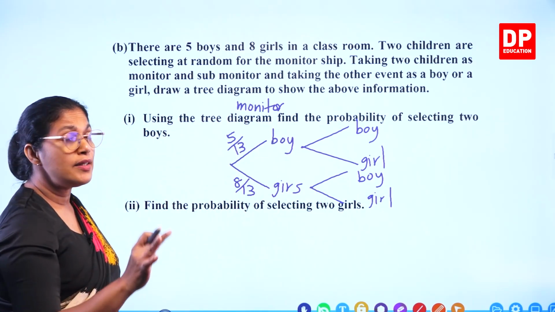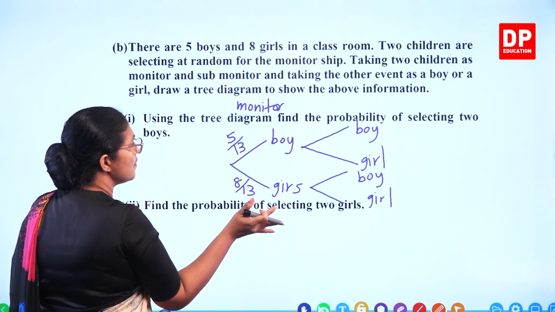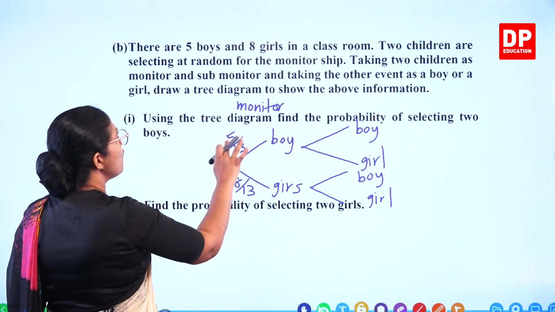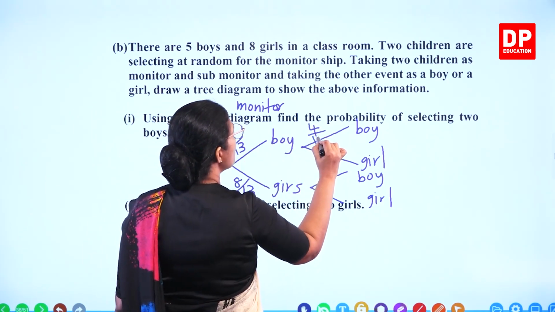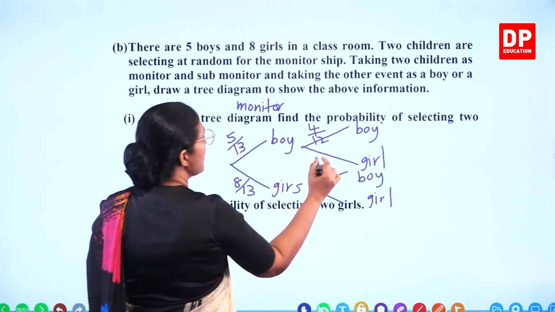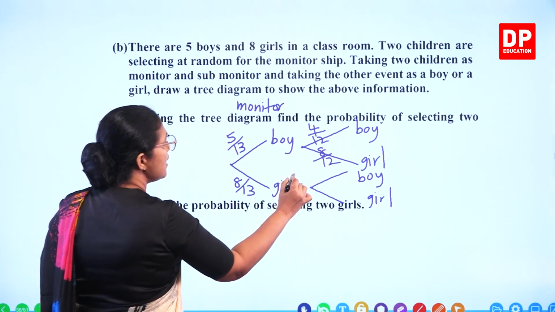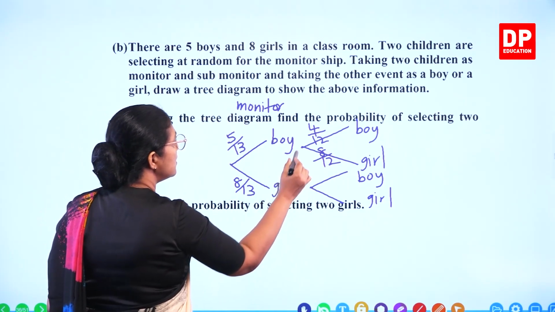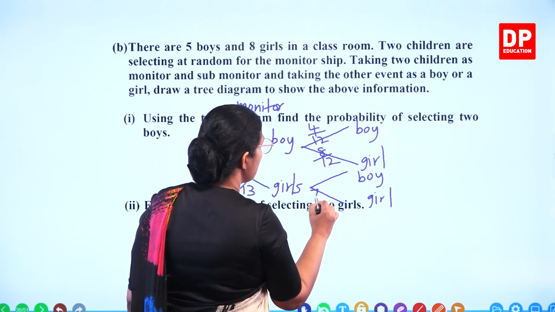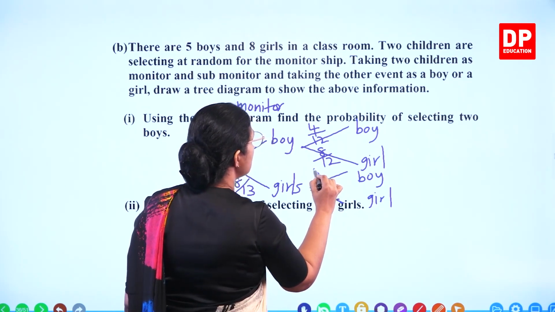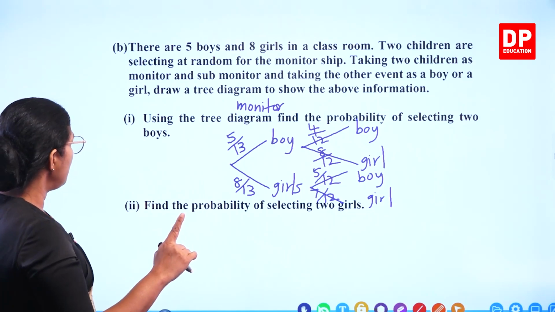So now already one student has been selected as monitor, so you can't select the same person for sub-monitor. So if 5 boys were there, now only 4 boys remaining out of 12. This one becomes 8 girls out of 12. Now already one girl is selected, 8 from 8, so then this becomes 7 over 12. This becomes 5 over 12. So this is the tree diagram.